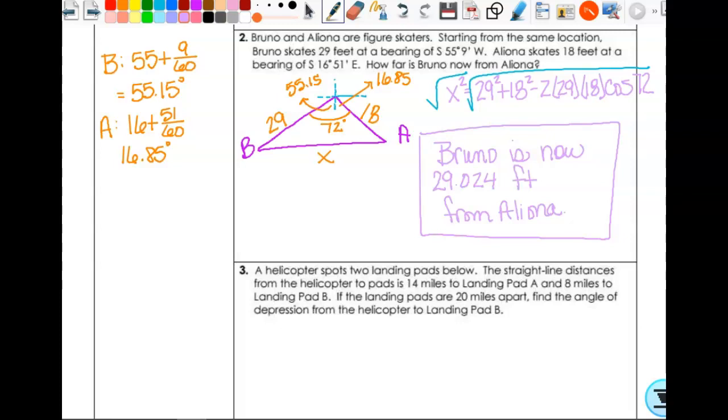Now I'm glad you asked. That's why I want you to ask questions. Okay, are we good? All right. So, number 3, we have a helicopter. Anything else before we move on?